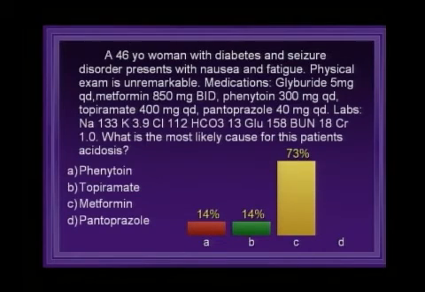So this is a sneaky question, and this is to get you ready for the next topic we're going to do, which is acid-base disorders. So 73% of you sort of fell into the trap of, I know that metformin causes acidosis, but what kind of acidosis does metformin cause? Lactic acidosis. What kind of gap does lactic acidosis give you? Anion gap, right? Does she have an anion gap? No. So the right answer here is topiramate.